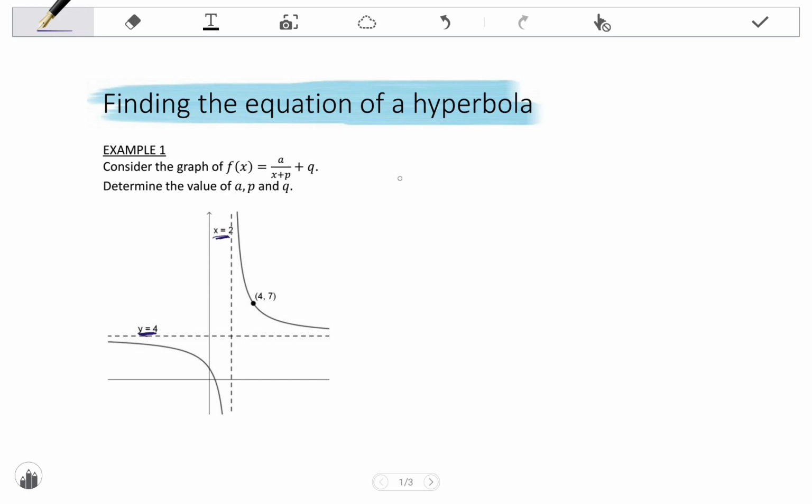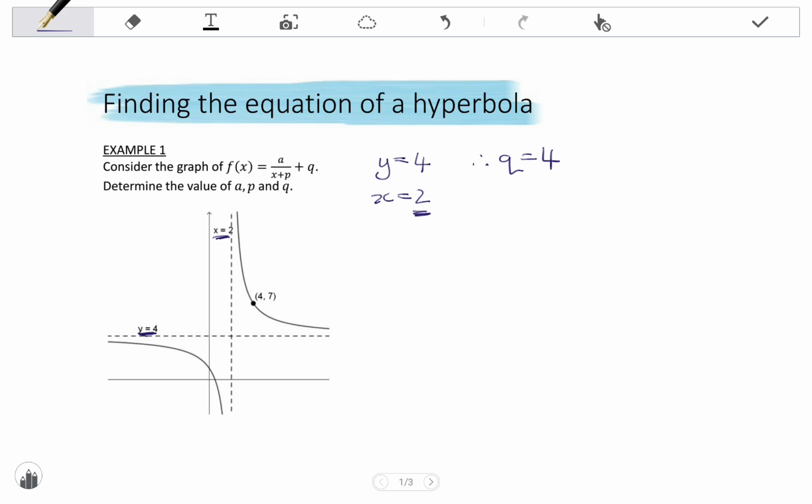Okay, so start with the asymptotes. The horizontal asymptote, y equals 4, gives you the q value. So we know that therefore q equals 4. From the equation of the vertical asymptote, x equals 2, we find the p value. Now, p is not 2.